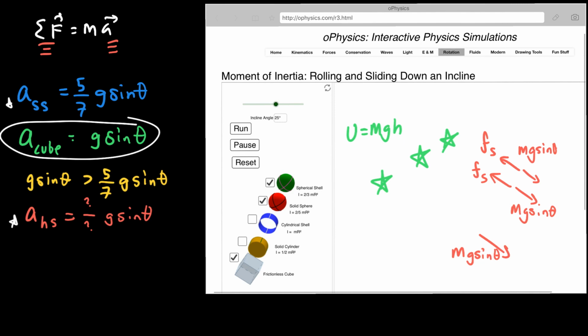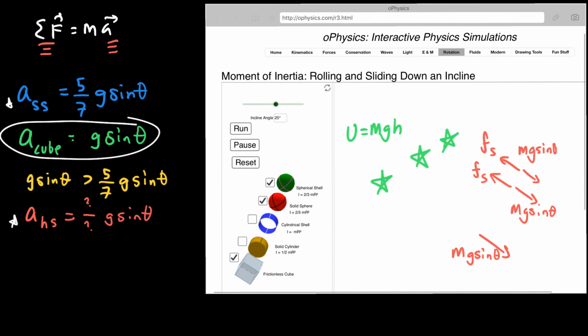If they all start with the same amount of energy, but some of them have to rotate in order to get down the plane, then some of that rotational kinetic energy is not going to help it translate down the plane using translational kinetic energy, and so in that sense it kind of uses up some of that initial gravitational potential energy to rotate. And so instead of having more kinetic energy, it has the same amount of kinetic energy, but some of that kinetic energy is rotational kinetic energy, which doesn't help it translate.